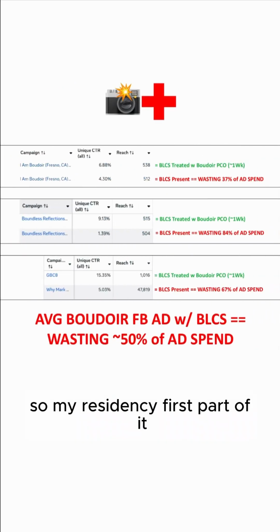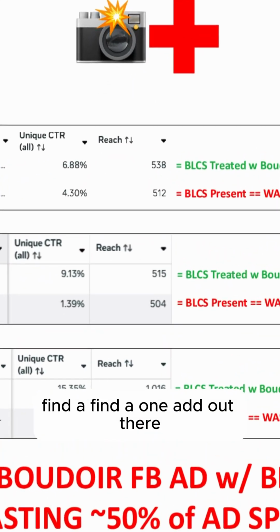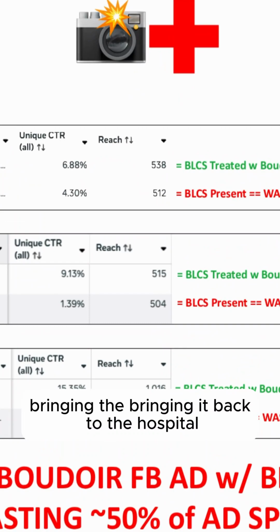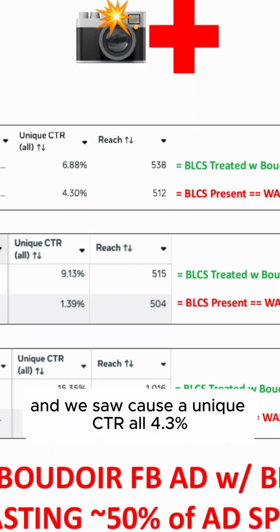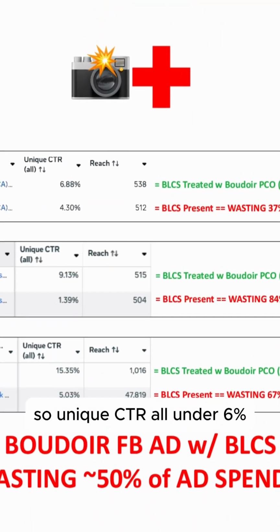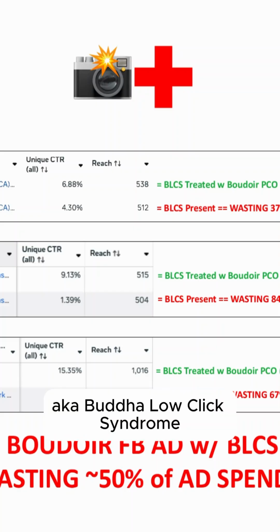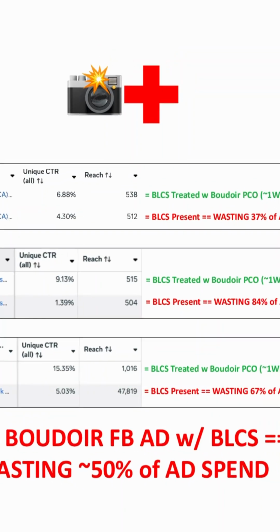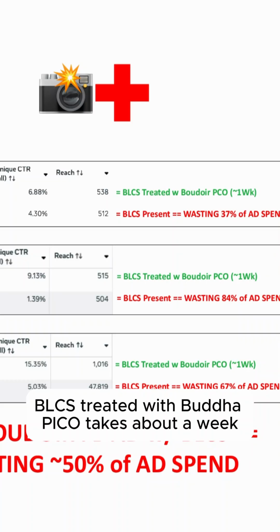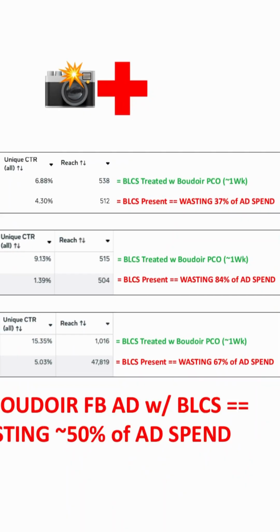So my residency, first part of it, finding one ad out there, bringing it back to the hospital, testing it, and we saw the unique CTR all was 4.3%. So unique CTR all under 6%. We know that BLCS is present, aka boudoir low click syndrome. But now we know we can solve it with boudoir Pico. So we did exactly that. BLCS treated with boudoir Pico takes about a week. We got the unique CTR all up to 6.88%.